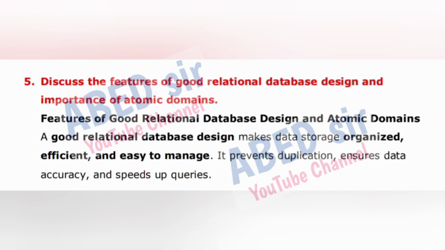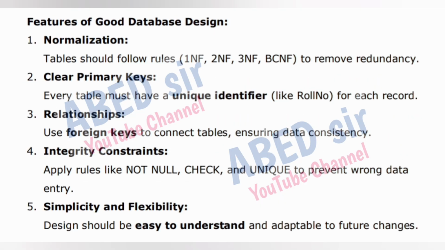Next important long question is 5. Discuss the features of good relational database design and importance of atomic domains. Features of good relational database design and atomic domains. A good relational database design makes data storage organized, efficient, and easy to manage. It prevents duplication, ensures data accuracy, and speeds up queries. Features of good database design. 1. Normalization. Tables should follow rules 1NF, 2NF, 3NF, BCNF to remove redundancy.